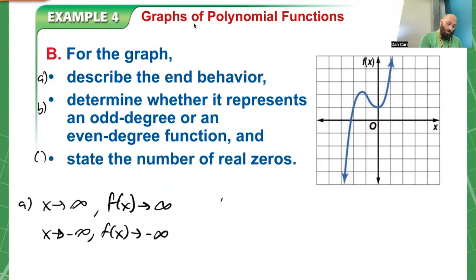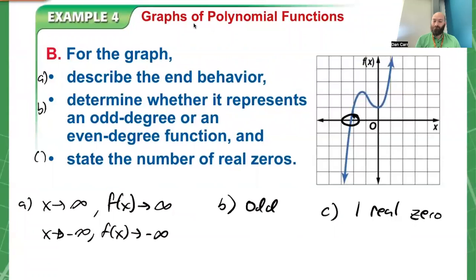Part B, determine whether it is odd or even. Because it's doing the opposites, this is going to be an odd degree. And that's it there. State the number of real zeros. It crosses one time. That's all I care about. It has one real zero. And that's it. So we're looking at those three summaries. That is everything that we need for describing the graph.